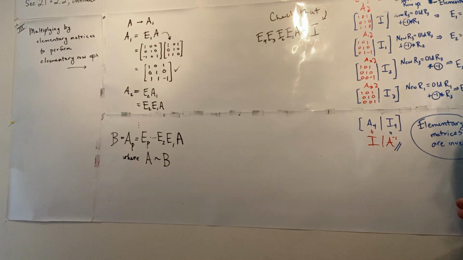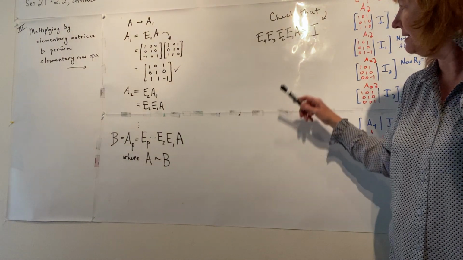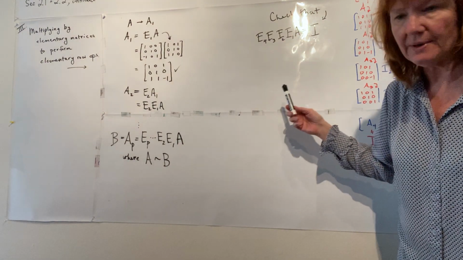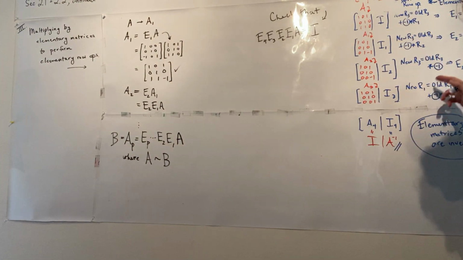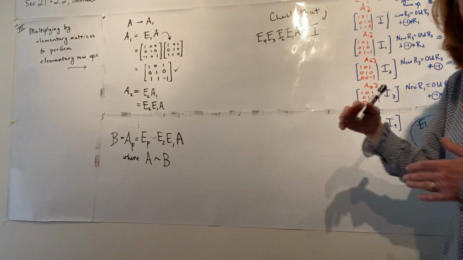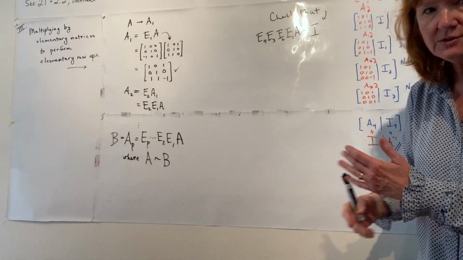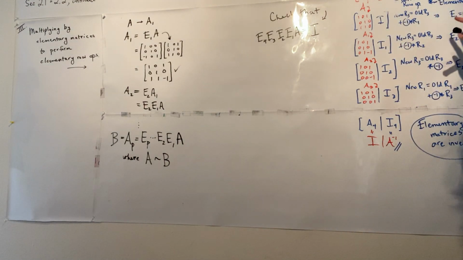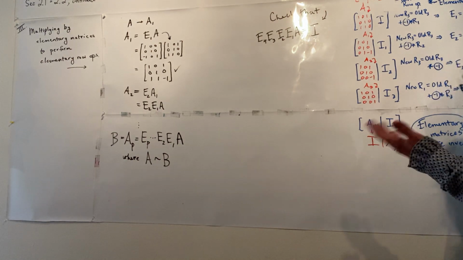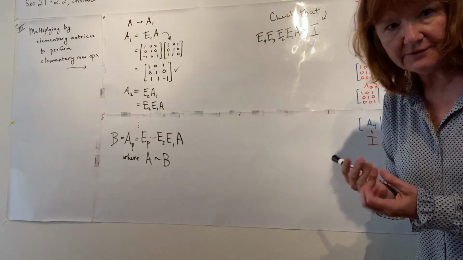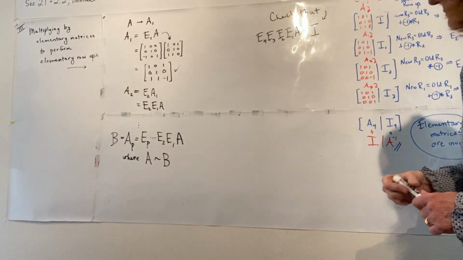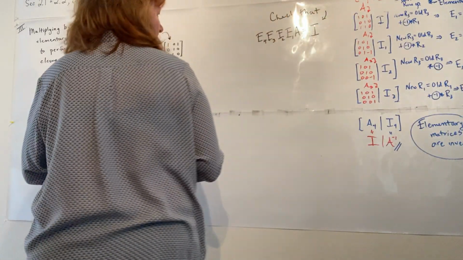One other thing I want to add is that each of these elementary row operations, I was talking about last time, each of the operations themselves are reversible. So it should be no surprise that all the elementary matrices are themselves invertible, right?